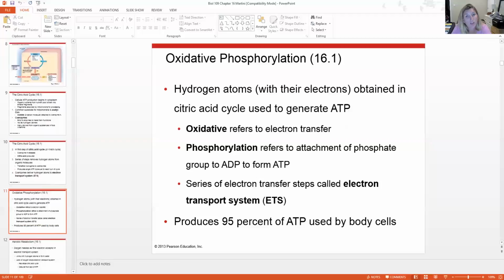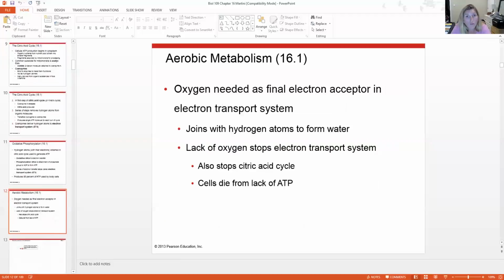The series of electron transfer steps is called the electron transport system. 95% of the ATP in our cells comes from this process. Overall, this process requires oxygen. Oxygen is needed as the final electron acceptor in this electron transport system. If oxygen is not present, anaerobic metabolism will take place and almost none of this ATP will be produced. So oxygen joins with hydrogen atoms to form water as the last step.